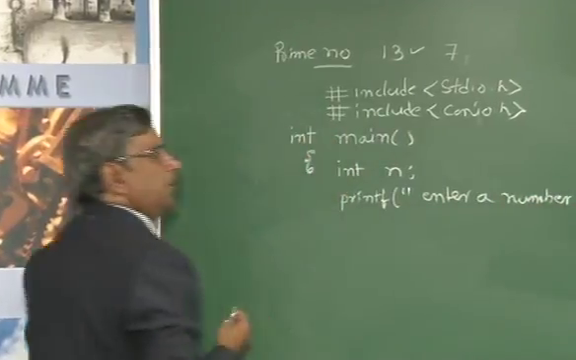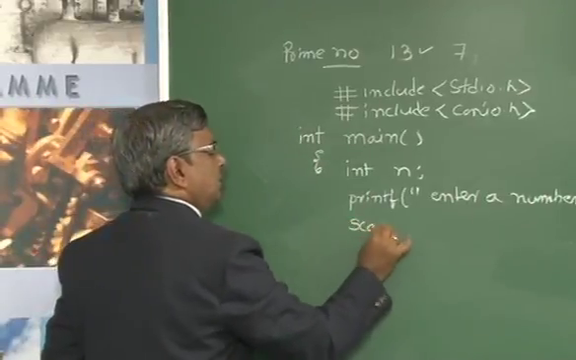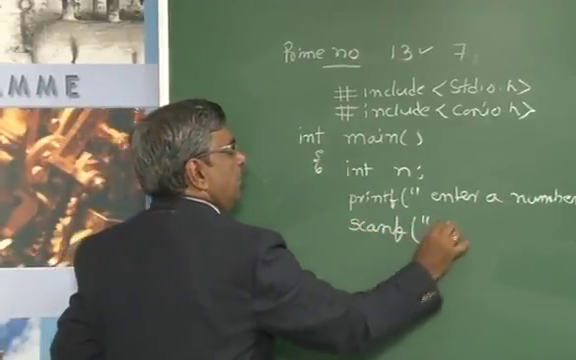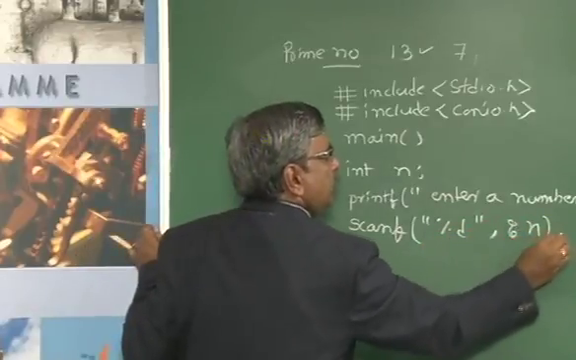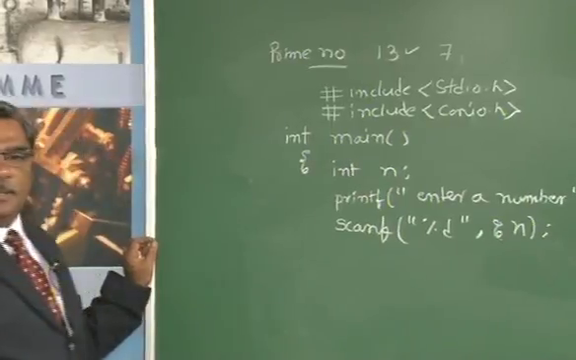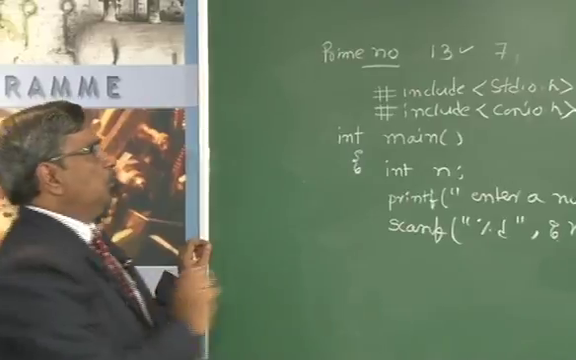The user has to enter a number. How to take the data? You are familiar with one statement called scanf. scanf("%d", &n). Because you are using an integer variable, the data will get stored in the corresponding memory location. Now you have your number.